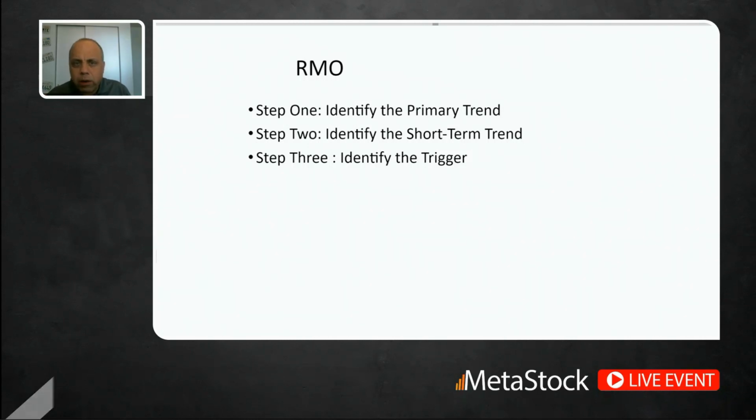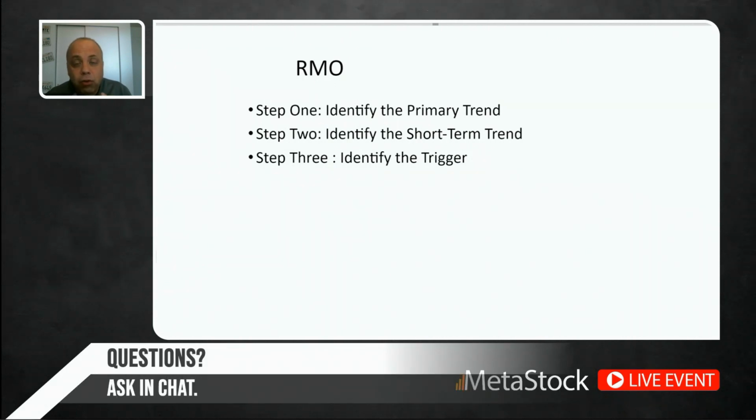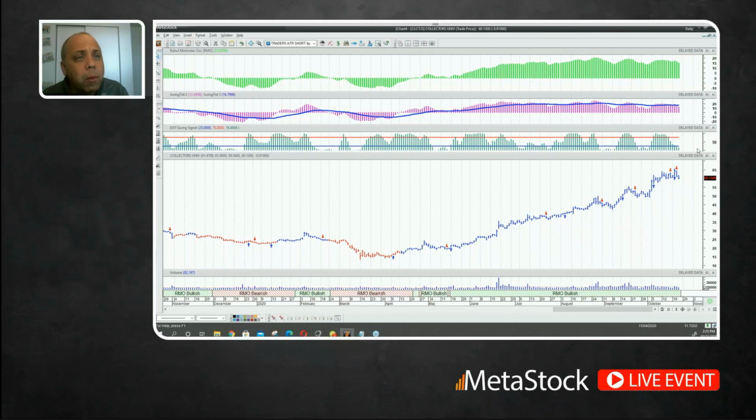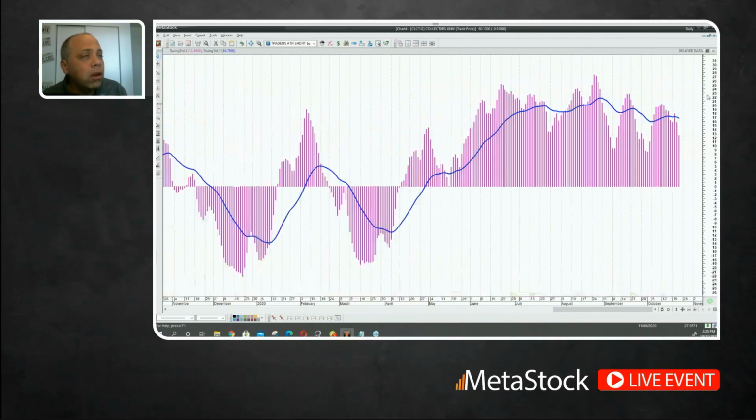What I want to talk about now for the first time is how to get a trigger on the chart. So let me go back to Collector's right here, and we'll talk a little bit about that. We're going to go back to these two indicators. Right here, what we've got is the short-term trend and this blue line, which is the medium-term trend.